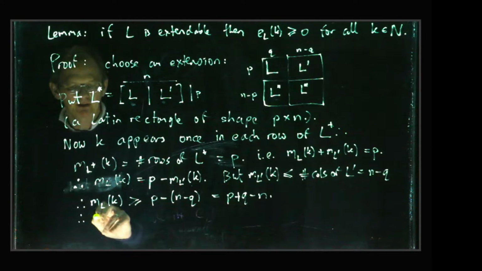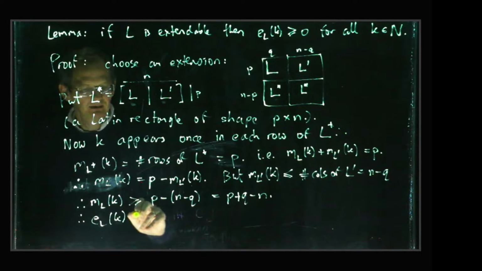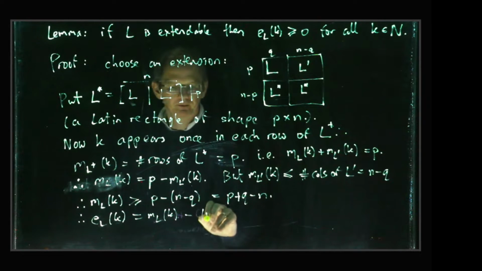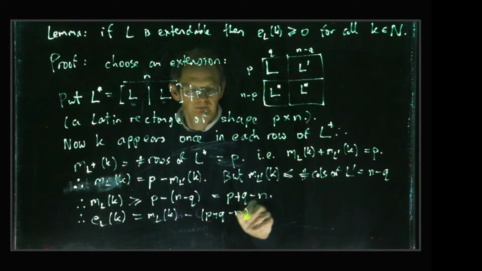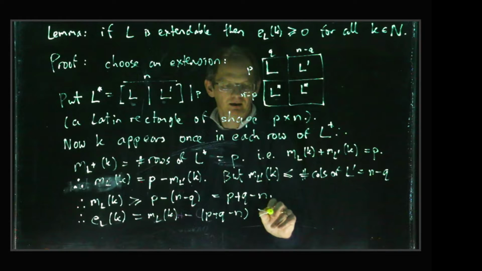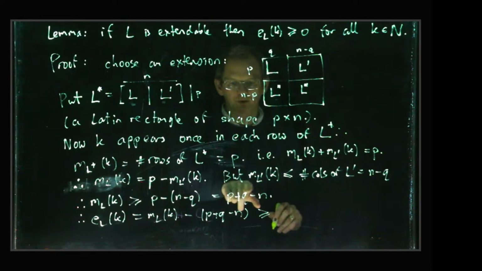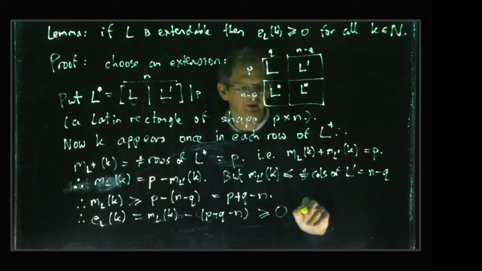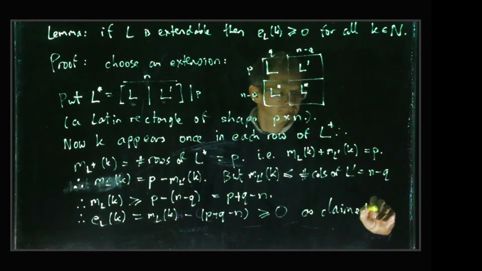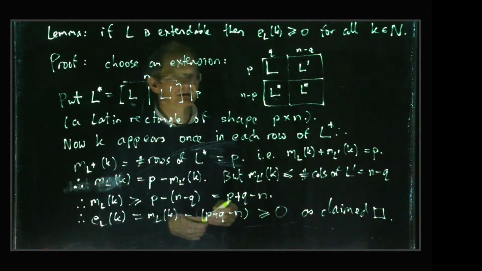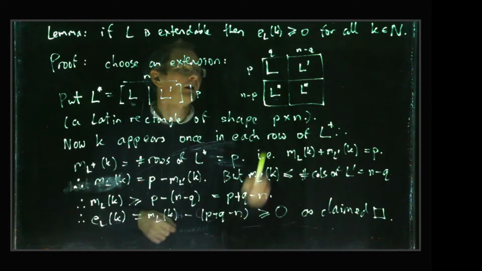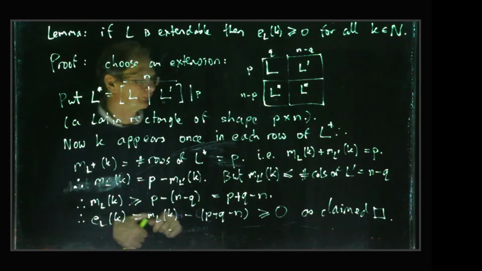And therefore the excess in L of k, which is M_L(k) minus p plus q minus n. That was just the definition of the excess. So we know that M_L is greater than or equal to p plus q minus n, so that's greater than or equal to 0. That's the claim. Okay, so that's the easy half of the theorem we stated, that if L is extendable, then this numerical criterion holds.